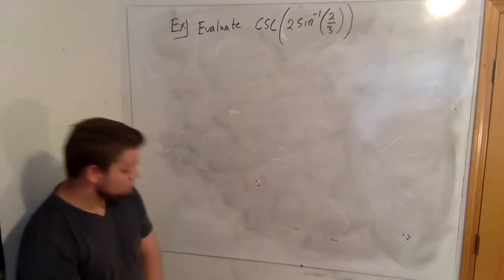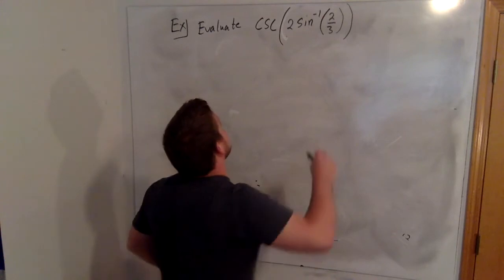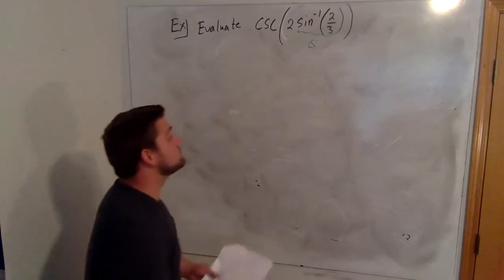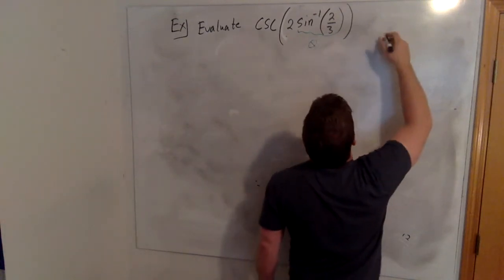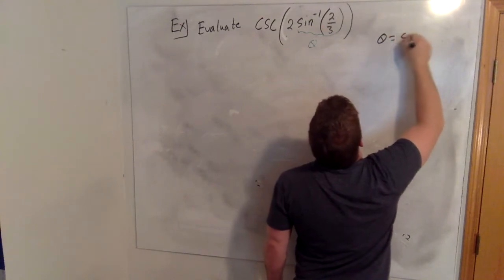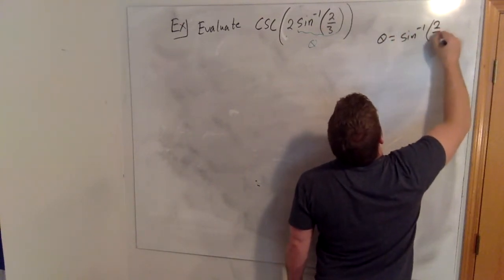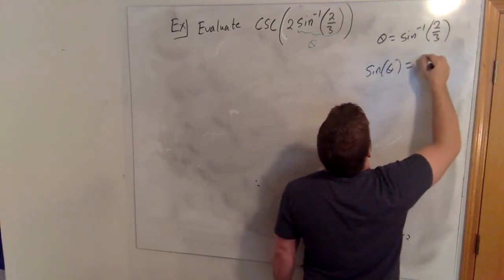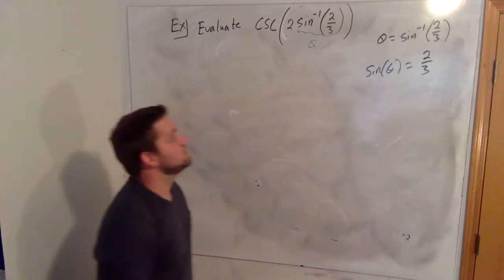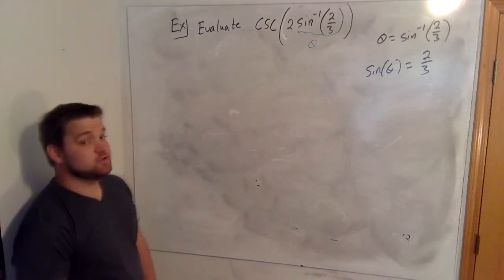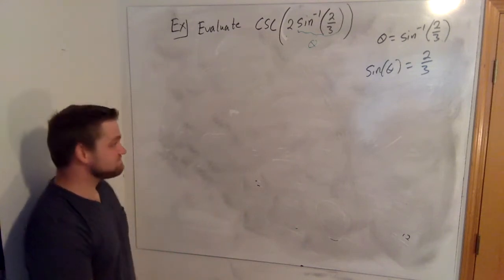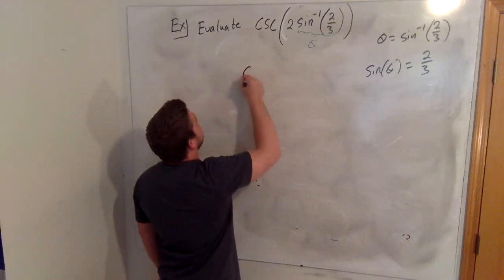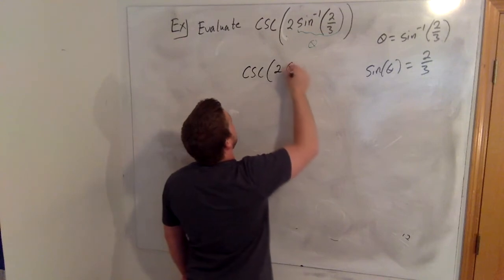Okay, let's do it. So what we're going to realize here is inverse trig functions spit out angles. So right off the bat, this is telling us that theta is equal to sine inverse of 2/3. So we have sine of theta equal to 2/3. Again, you should convince yourself that we're in quadrant 1. All right, so what do we have to figure out? We're trying to figure out what is cosecant of 2 theta.